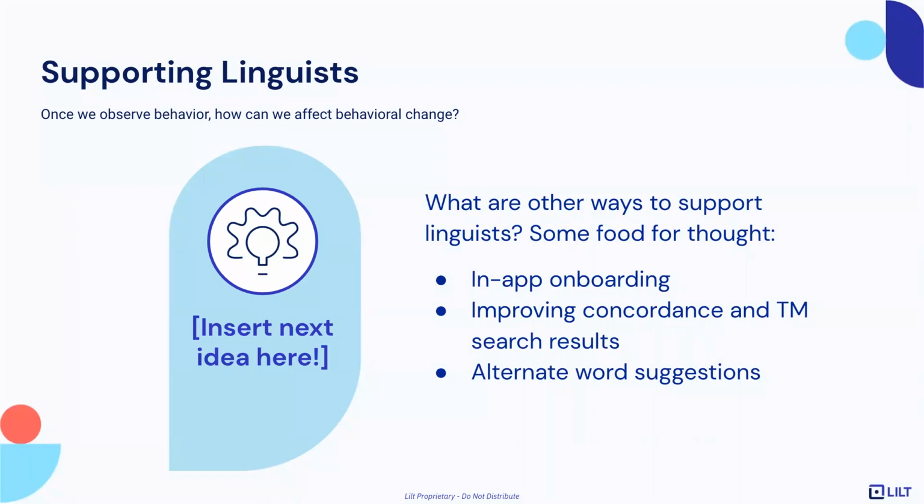We can think about improving concordance results and translation memory results that are more relevant to the document based on the content that's in the document, right? We can think about showing different suggestions for each of the words. I think I forgot to mention that the way that the suggestions are displayed is that they're always updating based on what the linguist is typing.